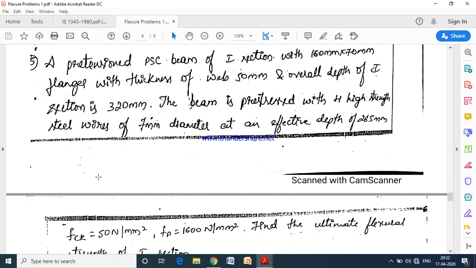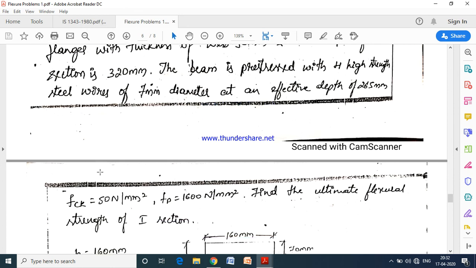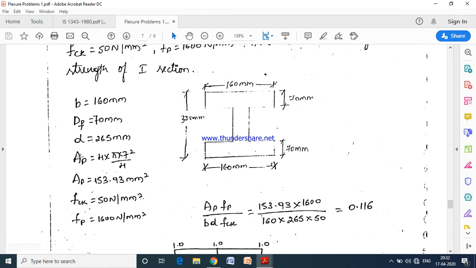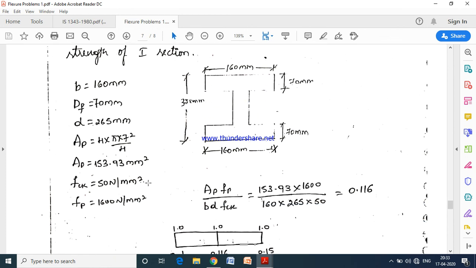Next problem. A pre-tensioned PSC beam of I section with 160 mm by 70 mm flanges, thickness of web 50 mm, and overall depth of I section 320 mm. The beam is prestressed with 4 high strength steel wires of 7 mm diameter at an effective depth of 265 mm. fck 50 N/mm², fp 1600 N/mm². Find the ultimate flexural strength of the I section. So these are the given data. The I section is given here.